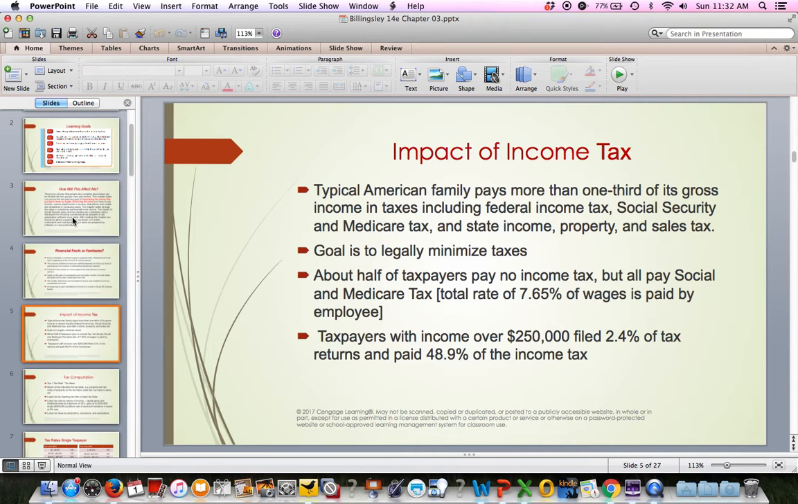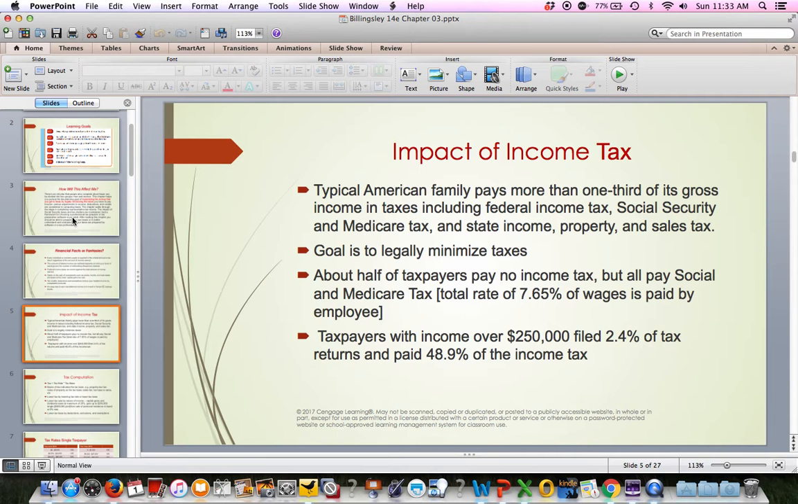So right here it says that typically a family pays about 1/3 of your gross income to tax, and that's all levels of tax from local government up to the federal government, and that includes what's withheld from your paycheck for Social Security, Medicare, state income taxes, property taxes, sales taxes, and federal income tax. In South Dakota, you'll be paying sales tax for sure. If you own property, you'll be paying that. We don't have a state income tax in South Dakota, but everybody, if you've got a paycheck, you're paying Social Security and Medicare tax.